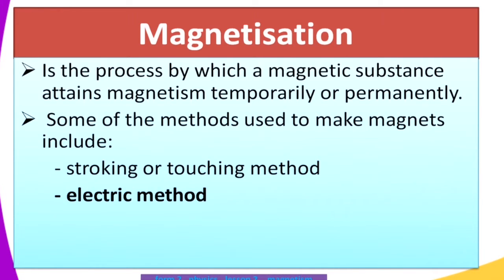Then we also have hammering. It's another method of making a material a magnet. The last method in this case is induction. These are methods that are used to make a material a magnetic material. So moving on, we now want to look at these methods one by one, and the first one is the electrical method.